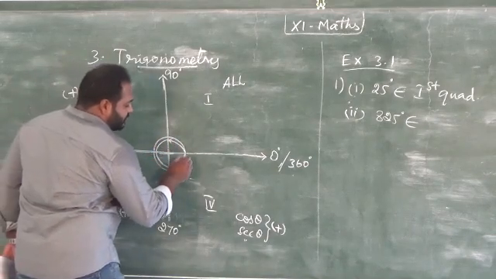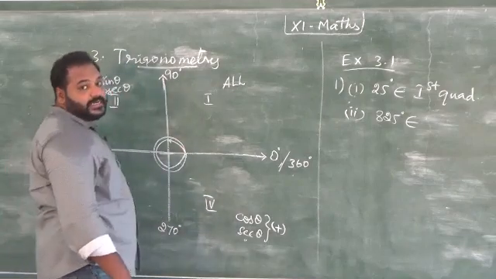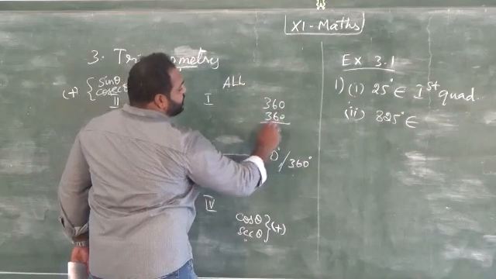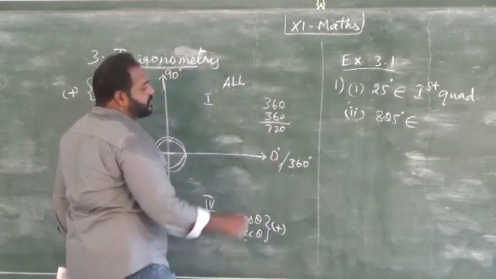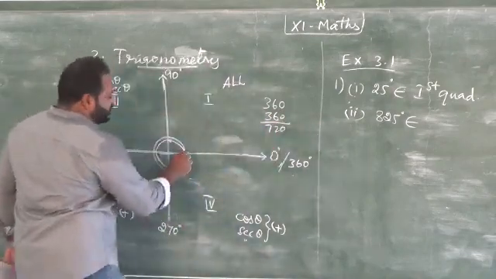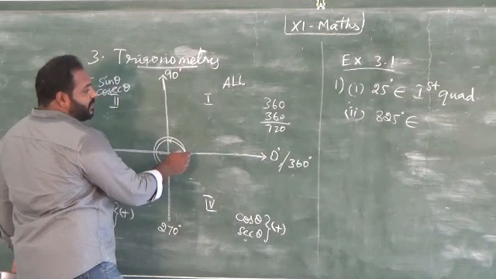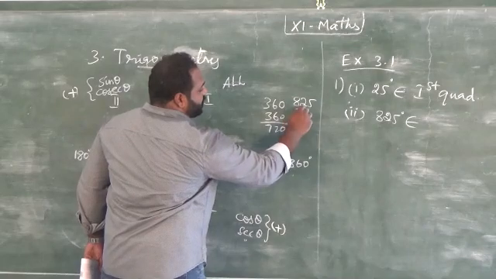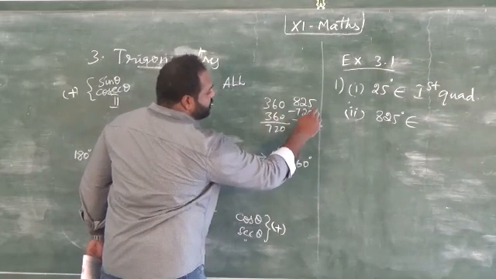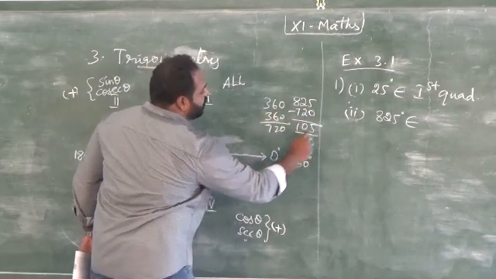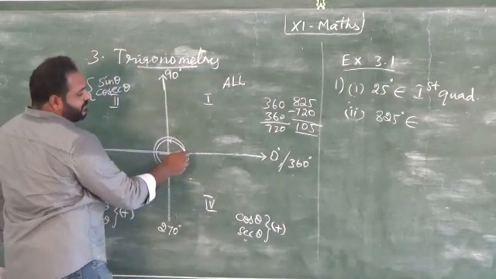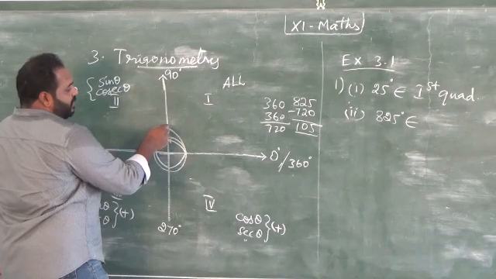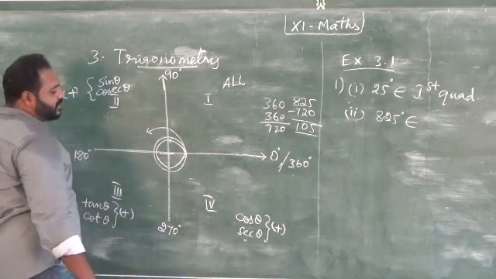Second rotation: 360 plus 360 is 720. After that, 825 minus 720 is 105. So after 720, then plus 90 plus 105. The 105 will be here, isn't it?